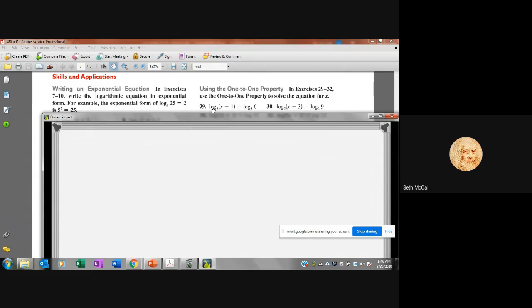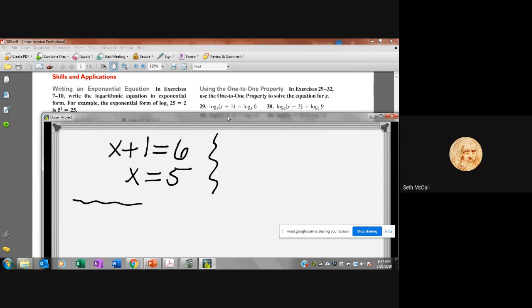Now you can notice that the logs are the same, bases are the same. It's saying to use the one-to-one property. Therefore, all we have to do is write x plus 1 equals 6. We can subtract 1 from both sides, and we get x equals 5. So that one was pretty easy.